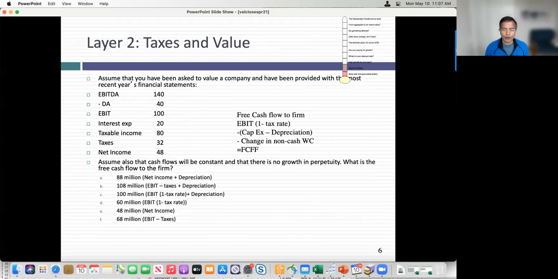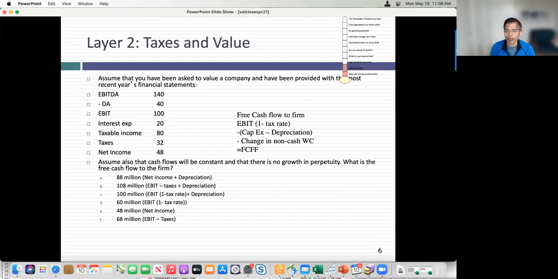Now I'm going to move to a more mechanical issue. Let's assume I come to you with a company, and Shreya, you're going to help me here. I give you its income statement: EBITDA, DA, EBIT, interest expense, taxable income, taxes, net income. So I've given you the entire income statement. I've also told you that this company has zero growth going forward. Cash flows are going to be constant. Can you give me the free cash flow to the firm for this company?